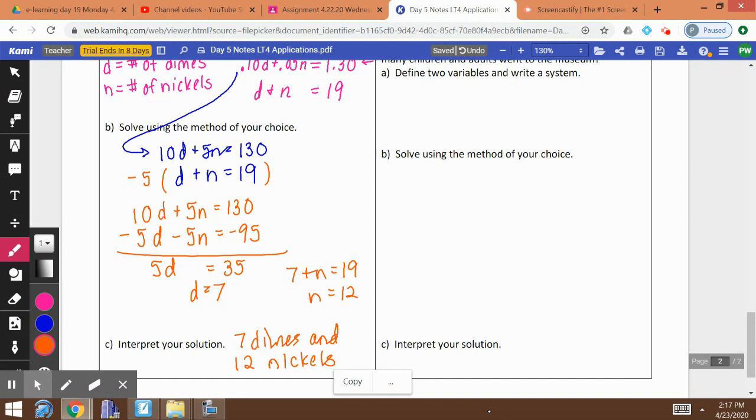Some people might choose to do -10 because multiplying by 10 is really easy. Again, you could have kept the decimals and multiplied with the -0.05. That would have been fine. I chose to do it without the decimals. We end up getting D is 7 and N is 12.